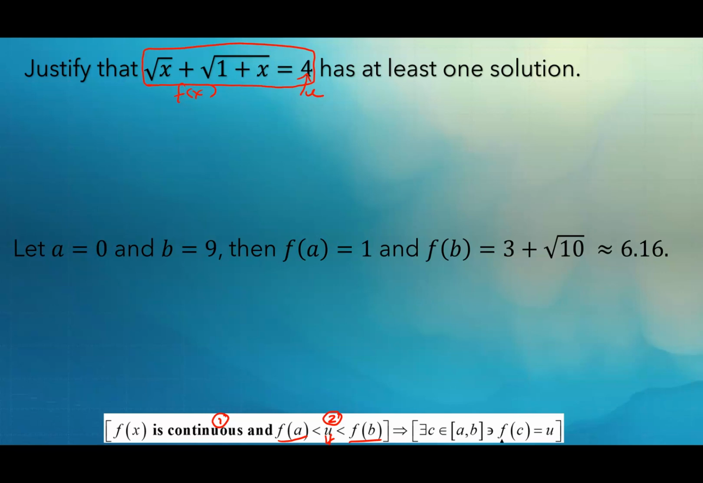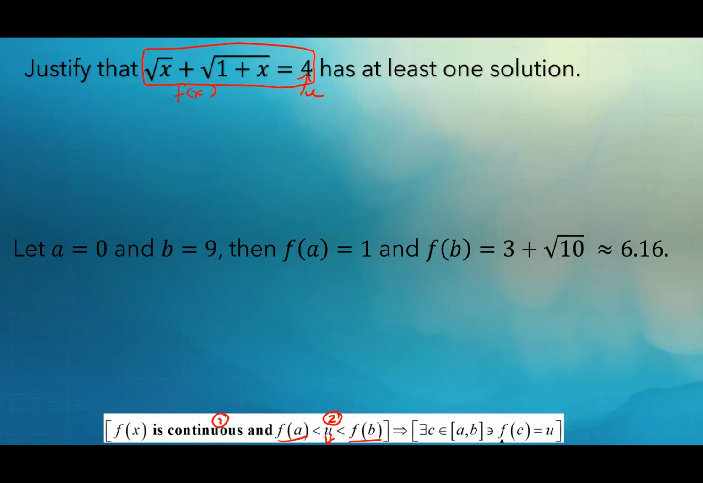So f of a, put in 0, you have 0 plus square root of 1, which is 1. And f of 9 would be square root of 9, which is 3 plus square root of 10, which is roughly 6.16. So now that would be my upper and my lower limit.